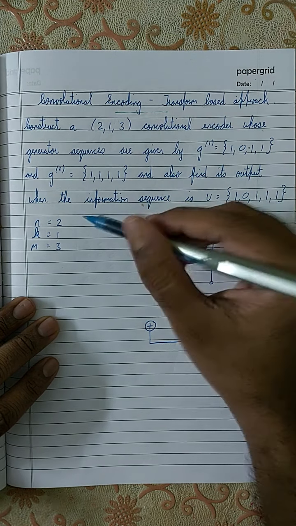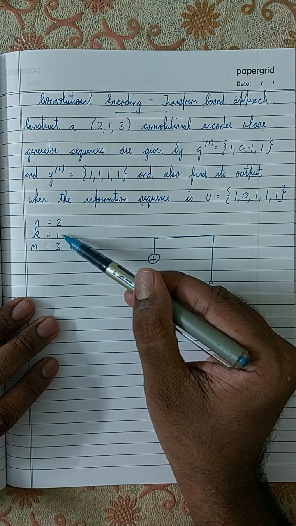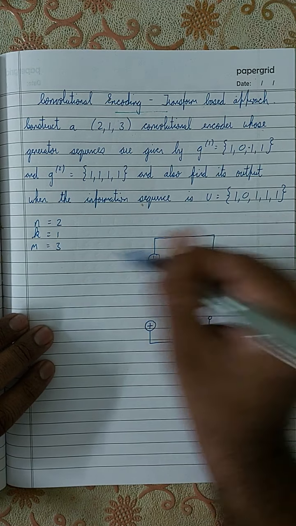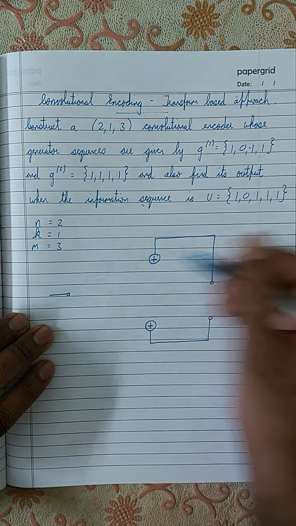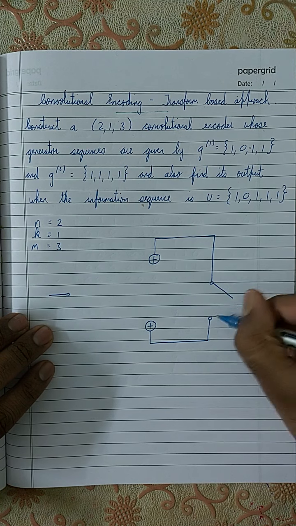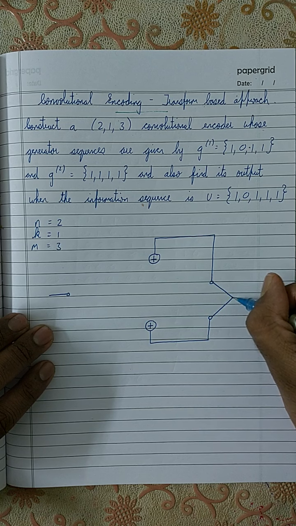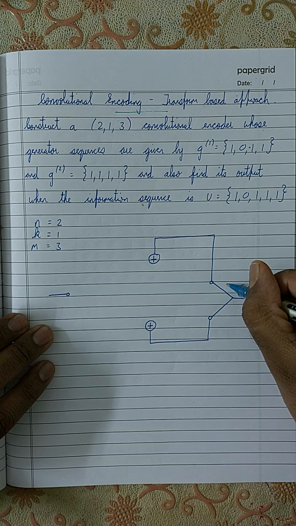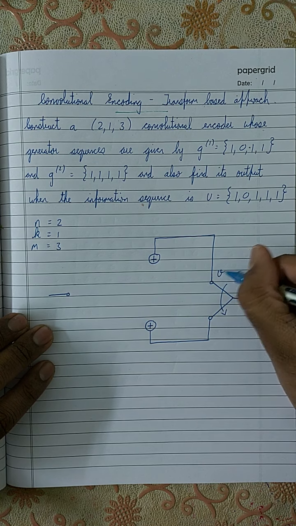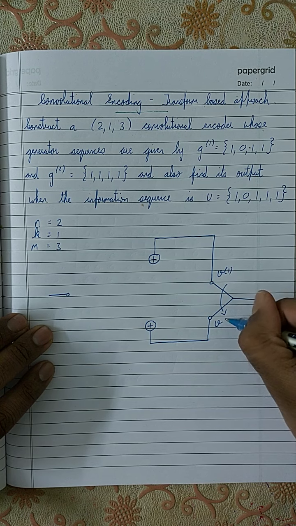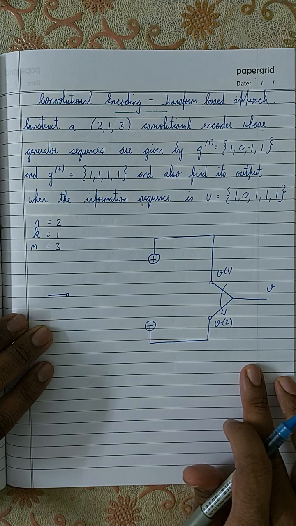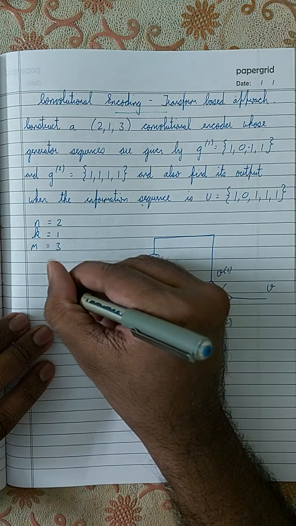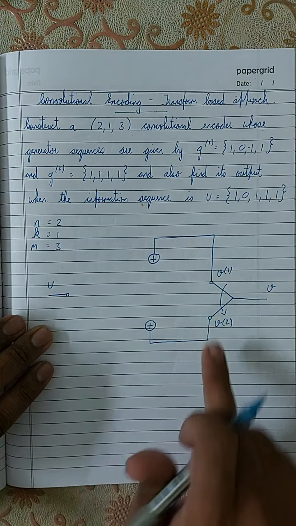Next, how many input bits are there? Only one input bit, so I will draw that over here. This is the input bit and this is the output. This is V1 and this is V2, and together this is called V. And this is called U. This is the input, and these are the 2 outputs.